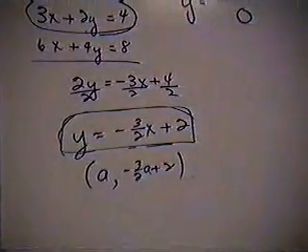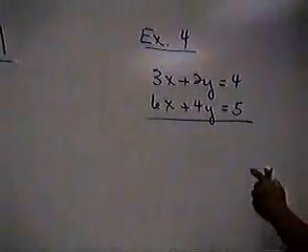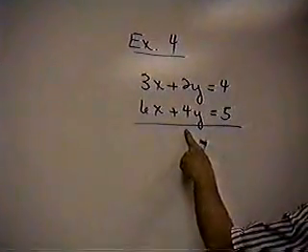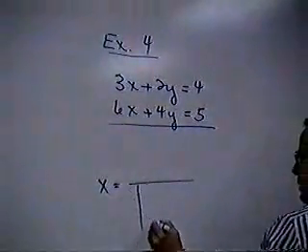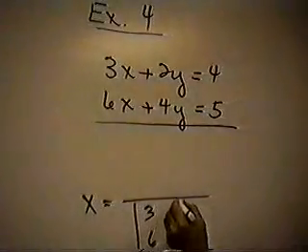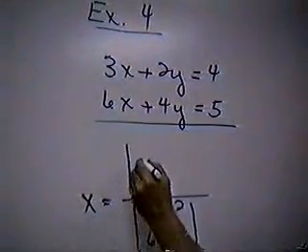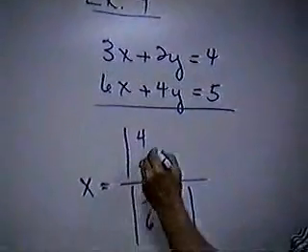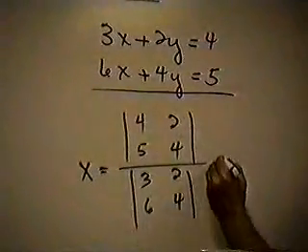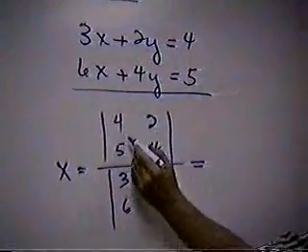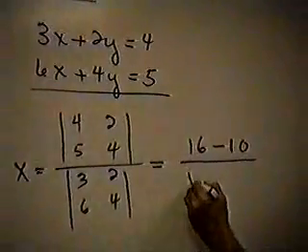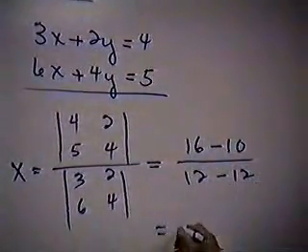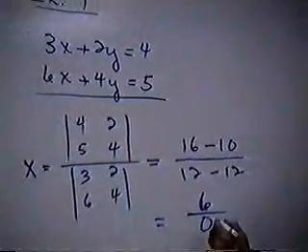Okay, now let's look at the last thing that can happen when you're using Cramer's rule, a 2 by 2. And this is that example where we got no solution. So what we would do here, for x, the denominator would be 3, 6, 2, 4. The numerator would be 4, 5, 2, 4, replacing the x column with the constants. Multiplying down, we get 16 minus 10, 12 minus 12, and so we get 6 divided by 0.